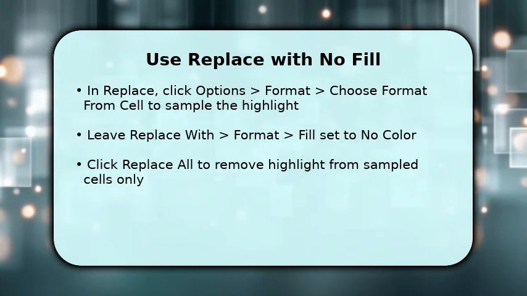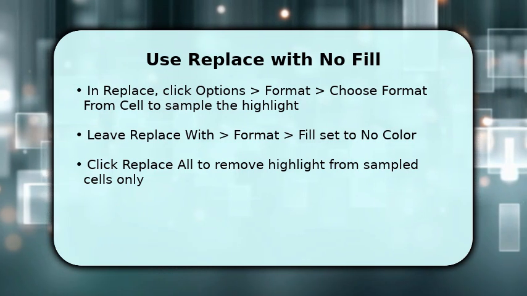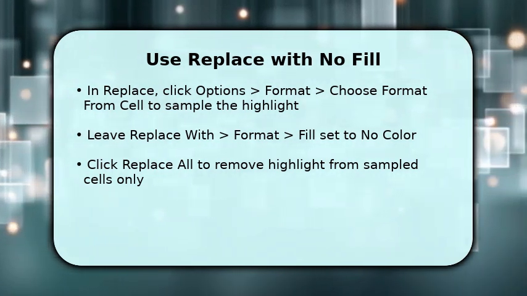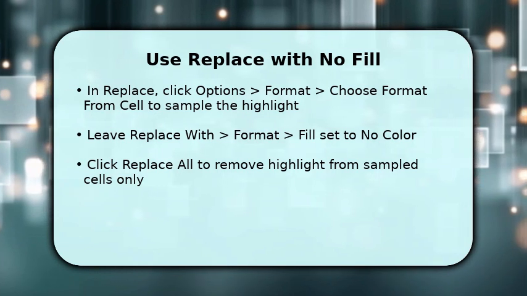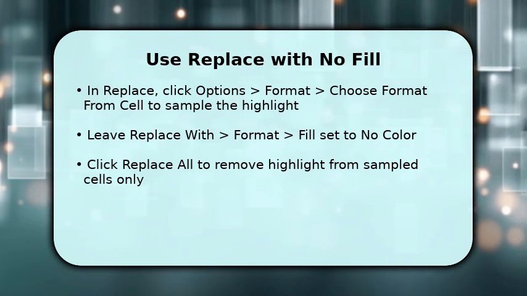Click Options, then Format and choose Format from Cell to sample the highlighted color so Excel matches precisely. Make sure the Replace with Format has fill set to no color. This tells Excel to clear only the background while leaving fonts and borders intact. Once done, click Replace All.